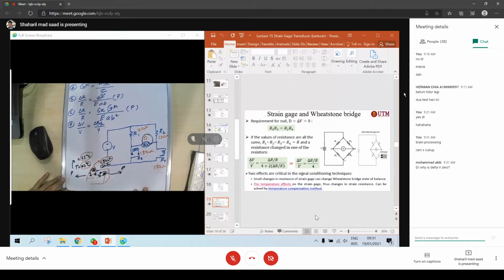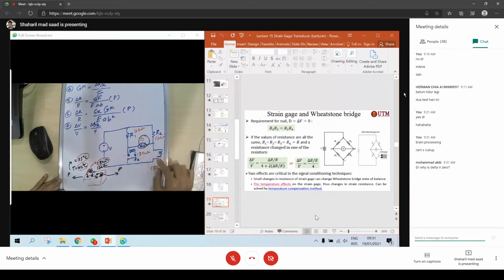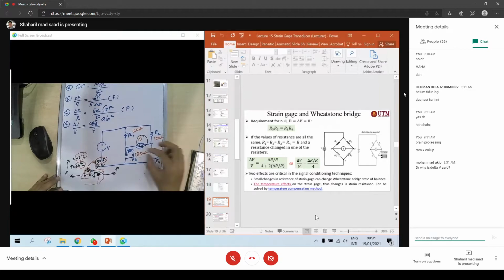Doctor, why is delta V equal to 0? Yes, when you apply your strain gauge on the Wheatstone bridge, you want to make sure your delta V equals 0 so that you can make some measurement. If delta V is not equal to 0, you also can, but you need to subtract your voltage offset, delta V.